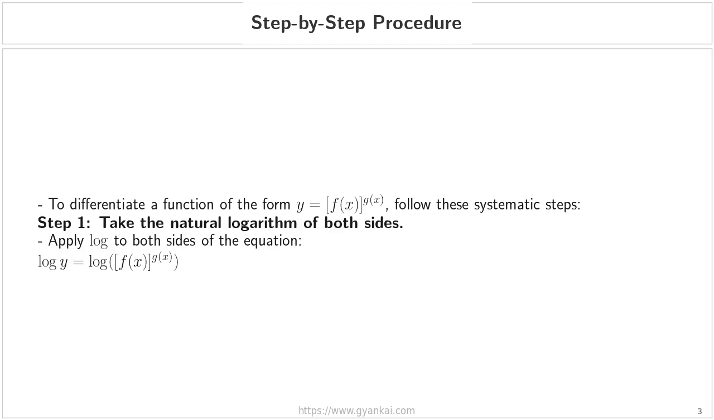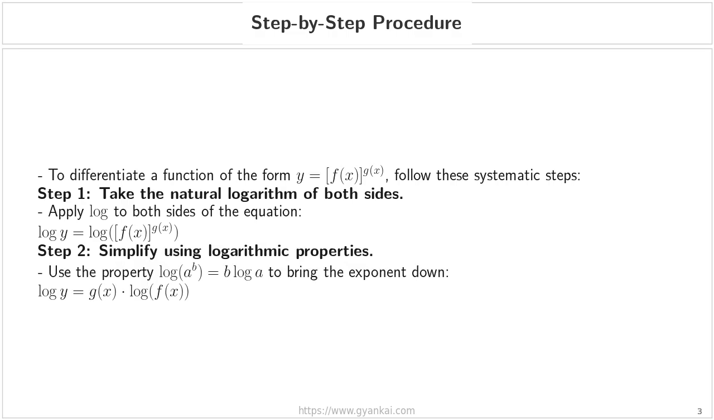Step 1. Take the natural logarithm of both sides. You will apply the log to both sides of your equation, which gives you log y equals log of f of x raised to the power of g of x. Step 2. Simplify the expression using logarithmic properties. By using the property that the log of a base raised to a power is equal to the power times the log of the base, we can bring the exponent down to the base level. This transforms our equation into log y equals g of x multiplied by log of f of x.